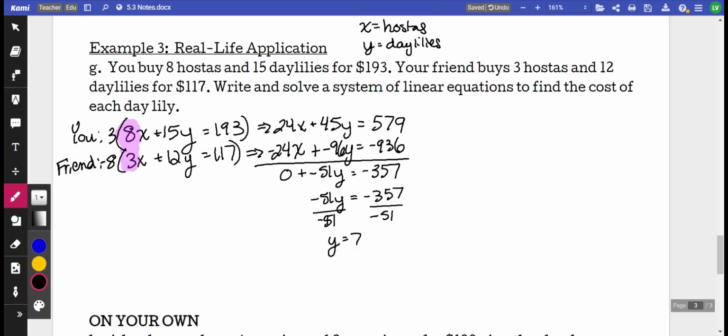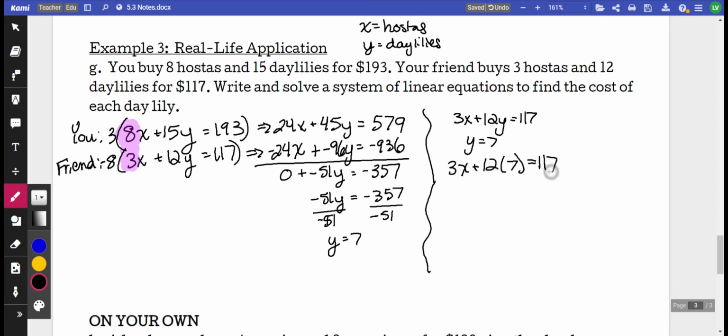Then we're going to take one of the original equations and we're going to solve for the x. We know that y equals 7. Doesn't matter which one, I'm going to take 3x plus 12y equals 117. So I'm taking the original second equation. I know that y equals 7. So I'm going to plug that into my equation. 3x plus 12 times 7 equals 117. 12 times 7 is 84. So that becomes 3x plus 84 equals 117.